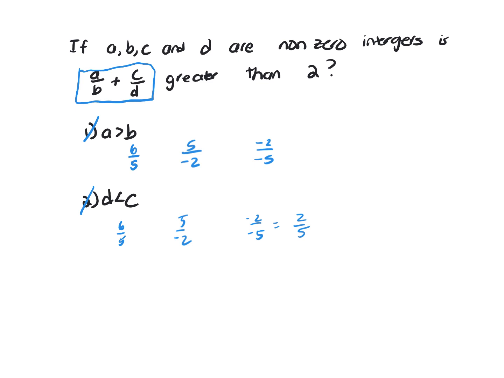So I don't know. If I had 6/5 and 6/5, that's going to give me something bigger than 2. But if I had 5 over negative 2 and a 5 over a negative 2, that's not going to be greater than 2. So I put both of them together and it didn't work. Individually, they didn't work. So basically nothing works. Your answer is E.